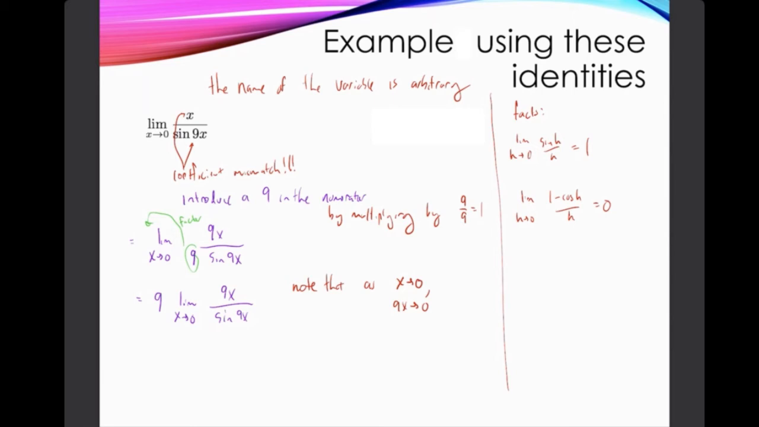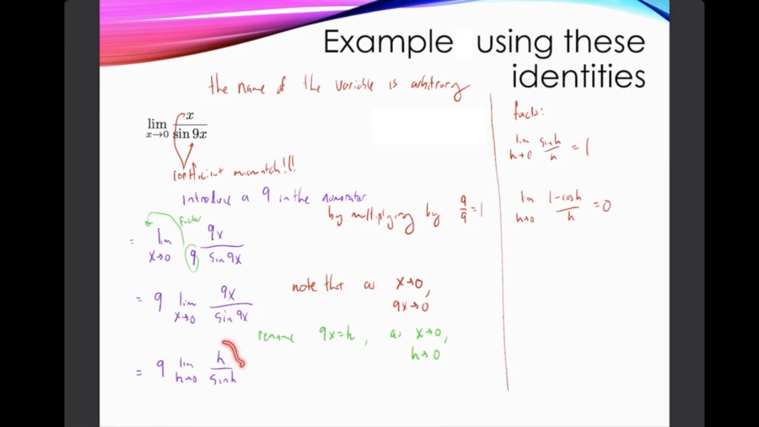In order to make that clear, I'm going to rename 9x equals h. And note that as x goes to 0, h goes to 0. So I'm changing variables. I'm doing a substitution here, so that this is equal to 9 times the limit as h goes to 0 of h over sine of h. That's the logical leap that sometimes gets people in this problem.